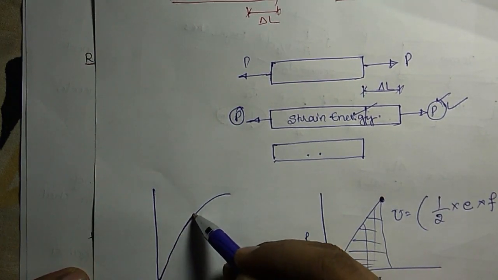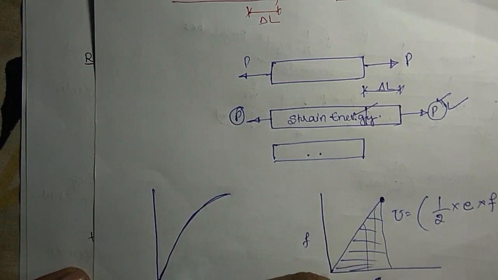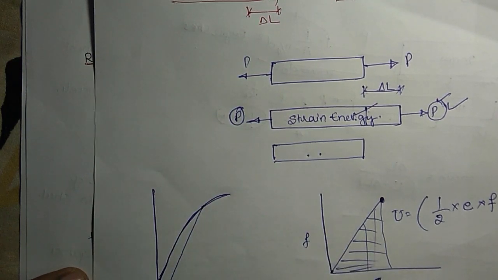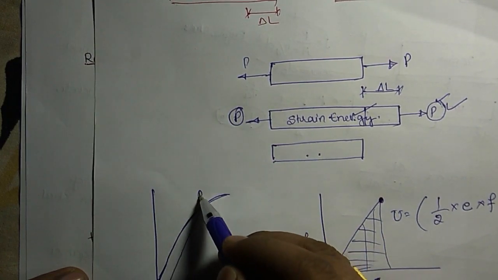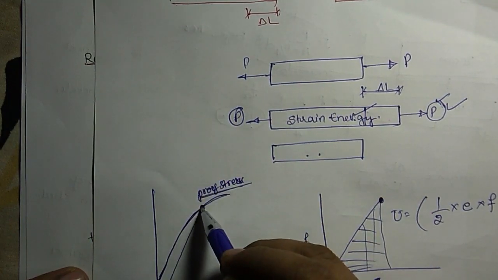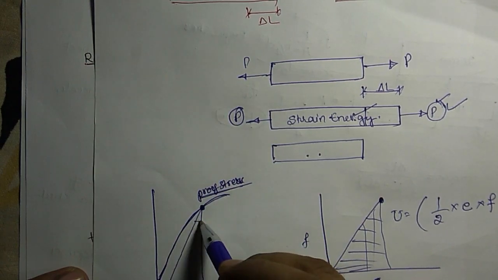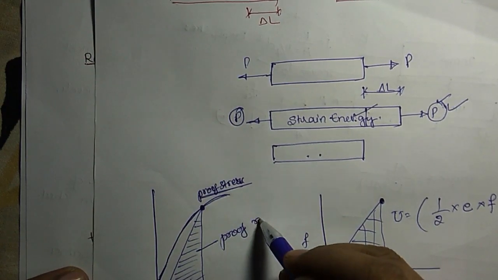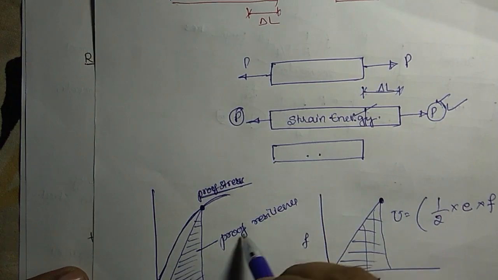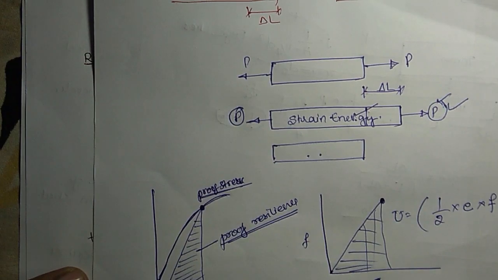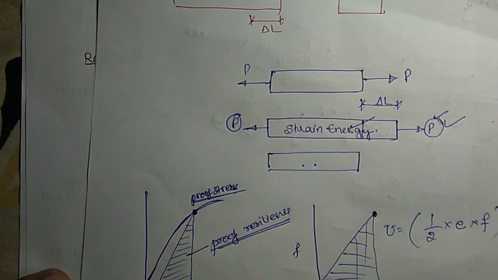Initially it will be straight, beyond which you need to calculate the yield stress by considering the proof strain, that is 0.2% of strain, and you should consider this value. This we call the proof stress. If the applied load reaches here, this area is nothing but proof resilience. The strain energy corresponding to this particular stress is what we call proof resilience.